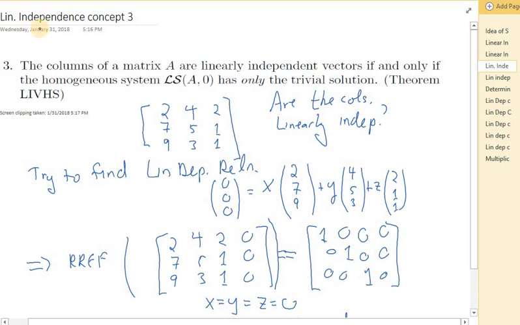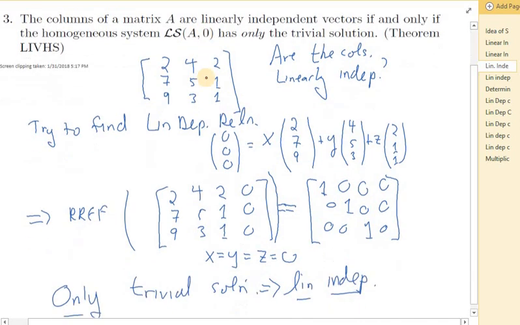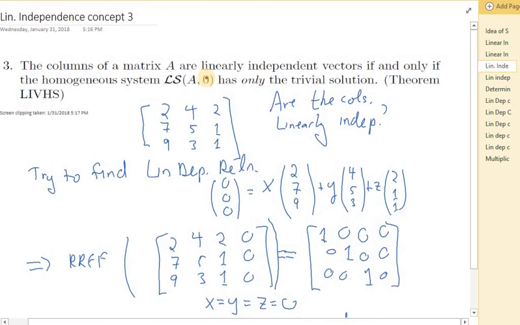This is concept 3 of linear independence. The columns of a matrix A are linearly independent vectors if and only if the homogeneous system LS(A, 0) has only the trivial solution. All right, so A is the coefficient matrix, and 0 means it's a homogeneous system. Let's do an example. Okay, the columns of a matrix A.